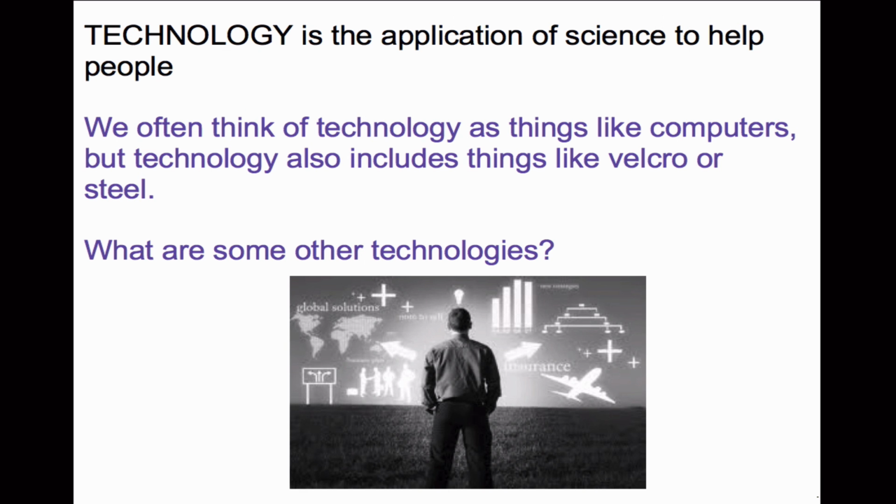And then we have technology. Technology is the application of science in ways that will help us. So a lot of times we think about this as computers, but it is also things like Velcro or steel. And I'm sure that you can think of a lot of other technologies that help us in our everyday lives.